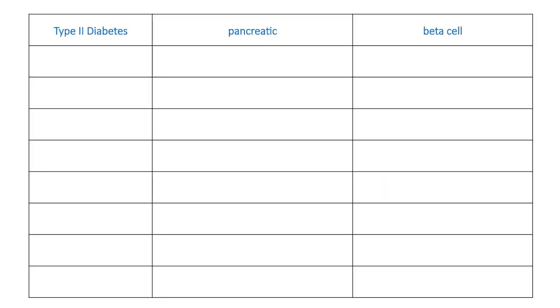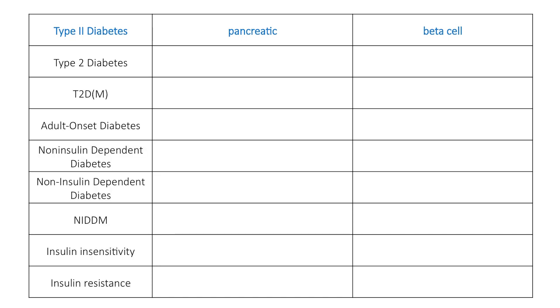Next, you'll want to identify any alternative spellings or synonyms for each of your keywords. So, for type 2 diabetes, we could include alternative spellings for the type 2 diabetes, any abbreviated forms, T2D, T2DM, and alternative names and their abbreviations: adult onset diabetes, non-insulin dependent diabetes, NIDDM, insulin insensitivity, insulin resistance.